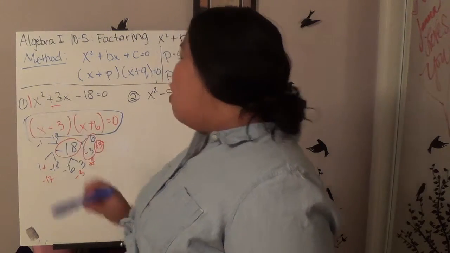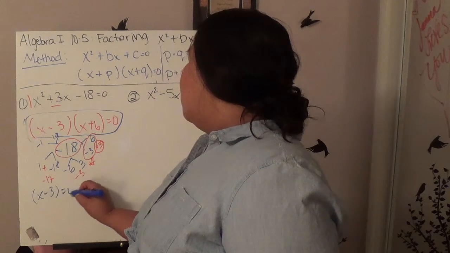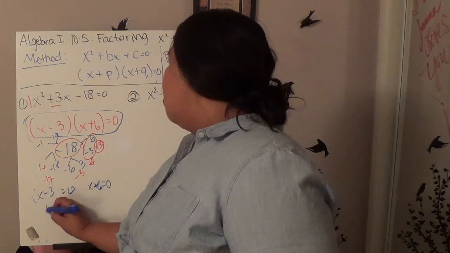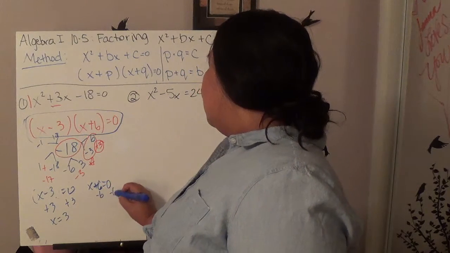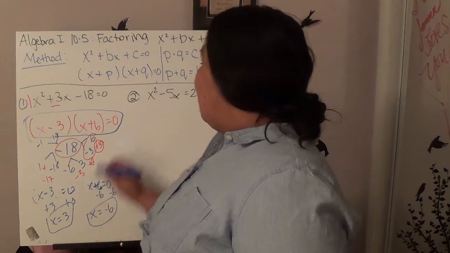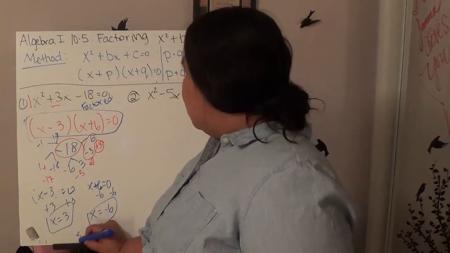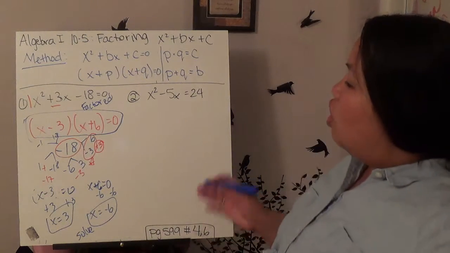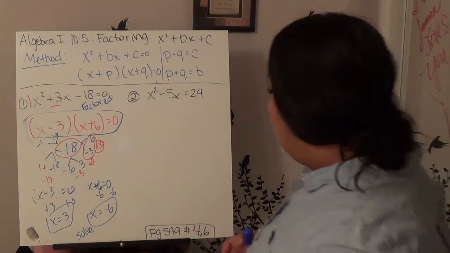But if they ask you to solve it, then you do what you did in the last section. You do x minus 3 equals 0 and x plus 6 equals 0 and solve. So plus 3, I have x equals 3, and this is negative 6, and I have x equals negative 6. So either this is my factored form, when they ask you to factor, or this means solve. It just matters what they want from the directions. So go ahead and write this down, and we're going to try the next one together.